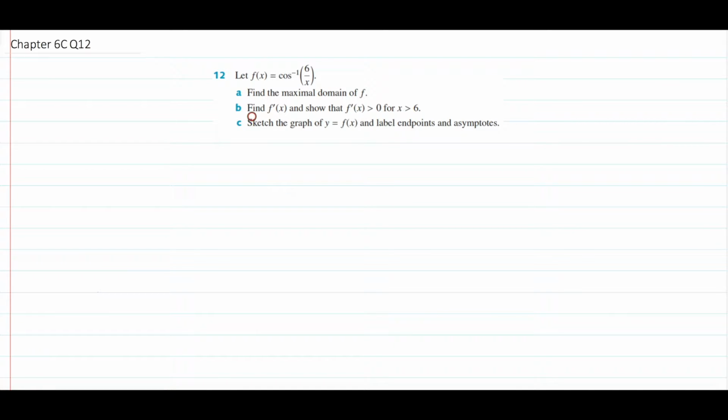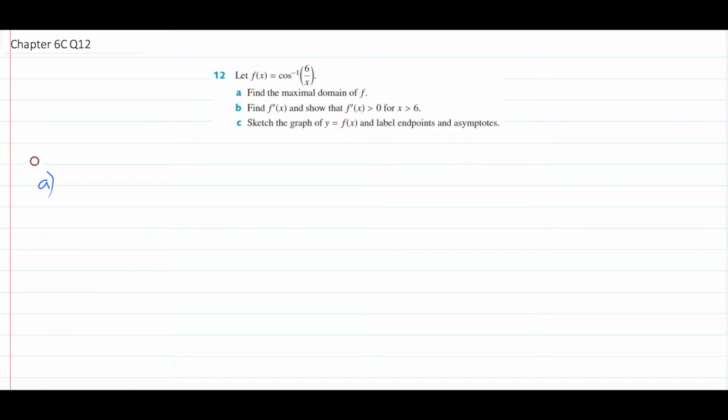So for parts A, B, and C, they want you to find the maximal domain of this graph. They want you to find the derivative, and we also need to show that the derivative is always positive for x bigger than 6. And then for part C, we want to sketch the graph, labeling endpoints and asymptotes. So let's get into the question.